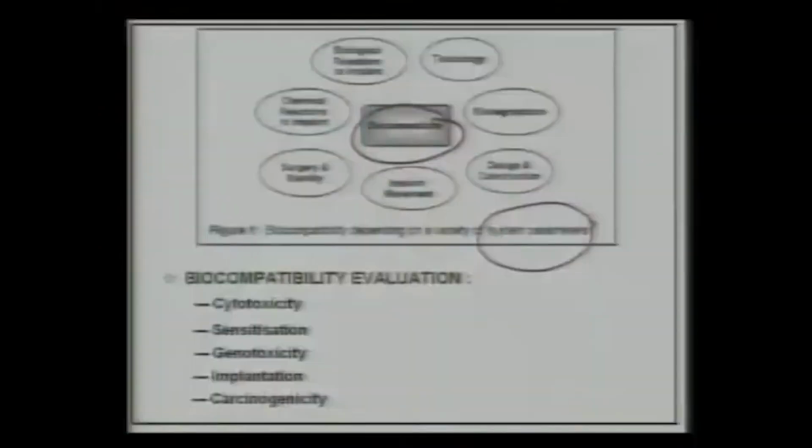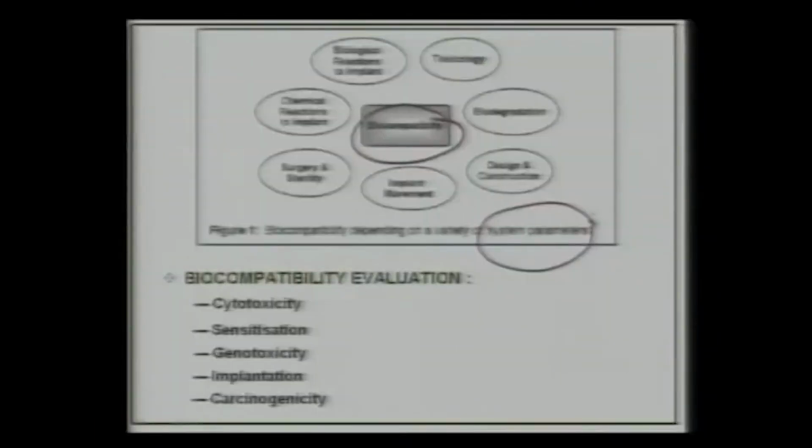So, before a material can be applied in the human body, it is important that you do the tests right from the small animal, the intermediate animal, right up to the human being, before you can sell it in the market. This understanding is important, and that is what I am saying here: biocompatibility depends on a variety of system parameters, and it is essentially a system property. So if you change certain parameters in the system, the biocompatibility property will also change.